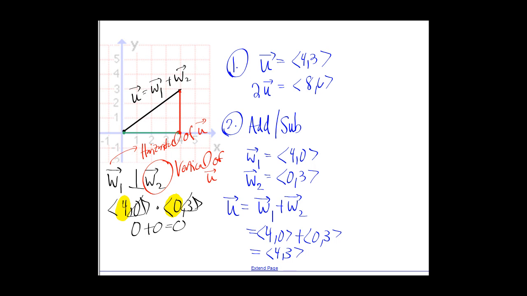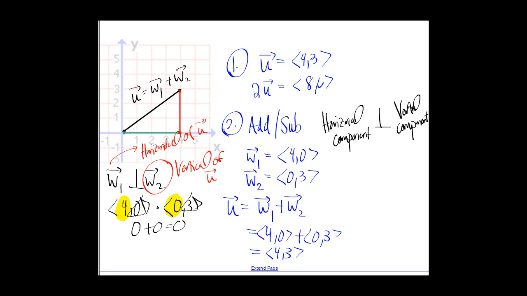Last thing we should mention before we move on is that the horizontal component will always be perpendicular to a vertical component. So today we're going to go backwards. So given a vector, we're going to find its horizontal and vertical components.